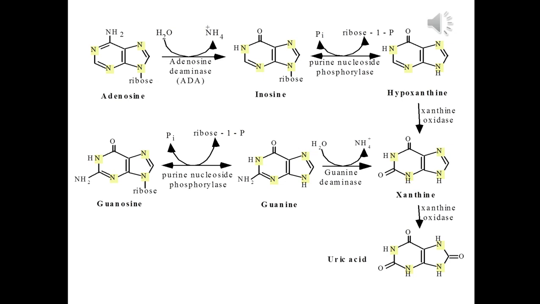Hypoxanthine, a heterocyclic nitrogenous base, is converted by xanthine oxidase to xanthine. Then xanthine, also by xanthine oxidase, is converted to uric acid. Also, guanosine, which is a nucleoside, guanine plus ribose, by purine nucleoside phosphorylase leads to formation of guanine, a heterocyclic nitrogenous base, plus ribose 1-phosphate. Then guanine deaminase leads to formation of xanthine. Then xanthine is converted by xanthine oxidase enzyme to uric acid, and then uric acid is excreted in the urine.